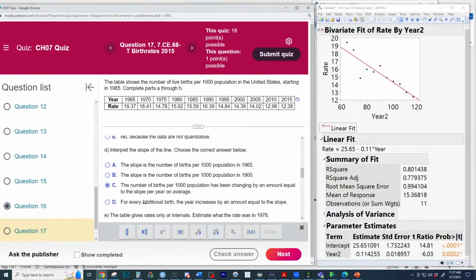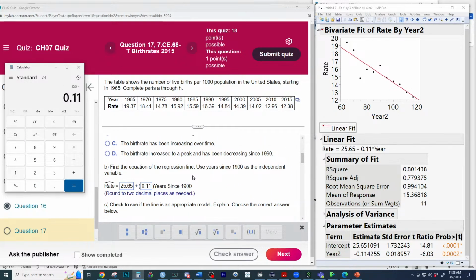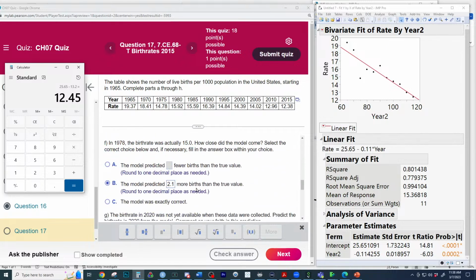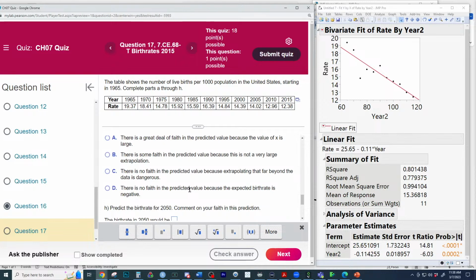So that's going to be 120 years past. We're just going to plug 120 in right here times this, and we're going to subtract 2565 minus this. There you go, 1245. And so there's some faith in this. This is not too big of an extrapolation.